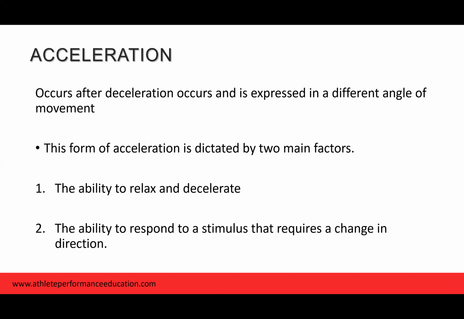When we're looking at acceleration in a change of direction setting, it's going to occur after deceleration has already occurred and be expressed in different angles of movement. Now, this form of acceleration is dictated by two main factors: the initial ability to relax and decelerate, and then the ability to respond to a stimulus that requires a change in direction. And so in this case, the acceleration isn't about our typical linear acceleration qualities, whilst they still hold their place.